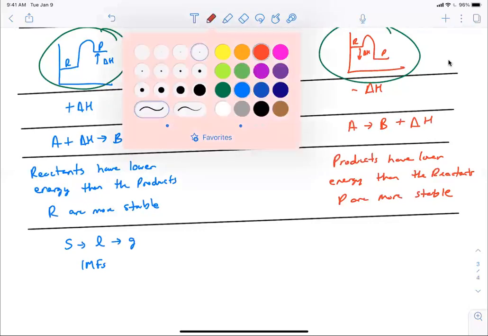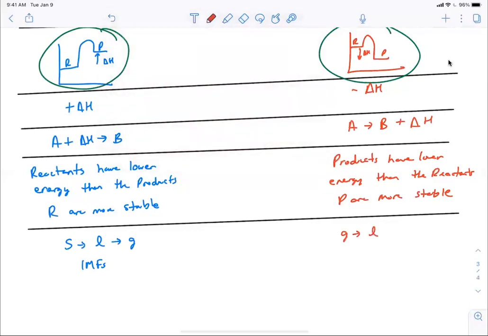Whereas the reverse reactions are exothermic because to crystallize or to condense, the particles have to lose energy so that they slow down and the intermolecular forces of attraction can resume and then start to change the state of matter at that temperature.